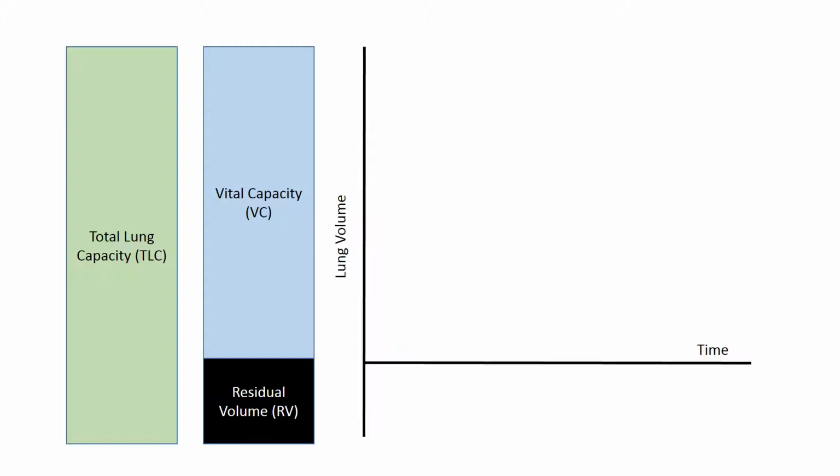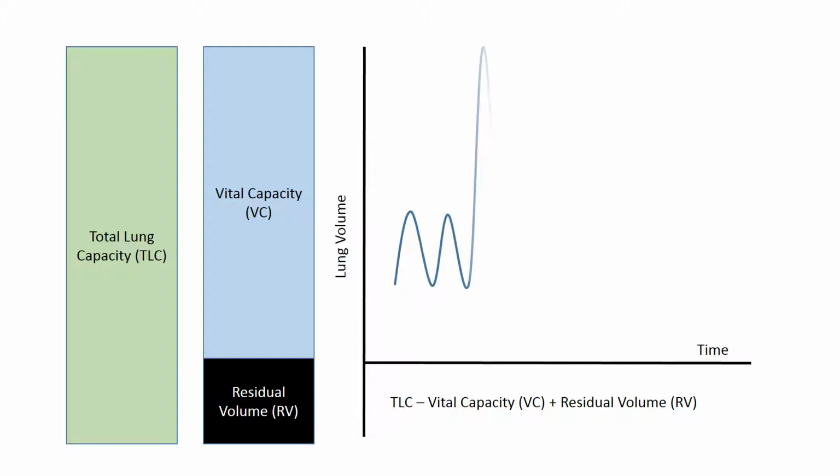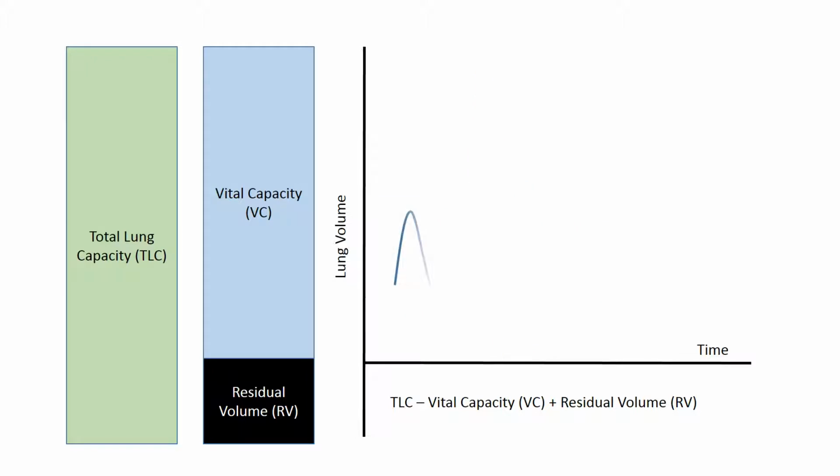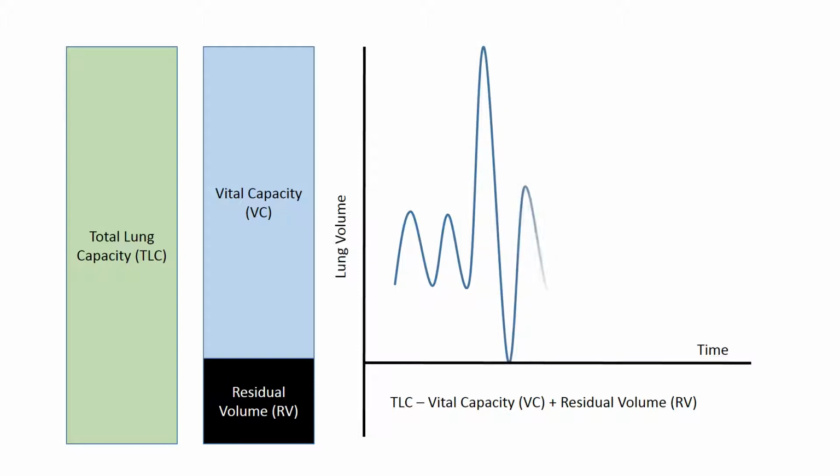Total lung capacity is comprised of the vital capacity, VC, plus the residual volume, RV. The vital capacity is that amount of air that's able to be breathed in and out by a patient. The graphic is showing normal tidal breaths, followed by a forceful inspiration and expiration by a patient. The residual volume is the volume of air left in the lung despite full forceful expiration.